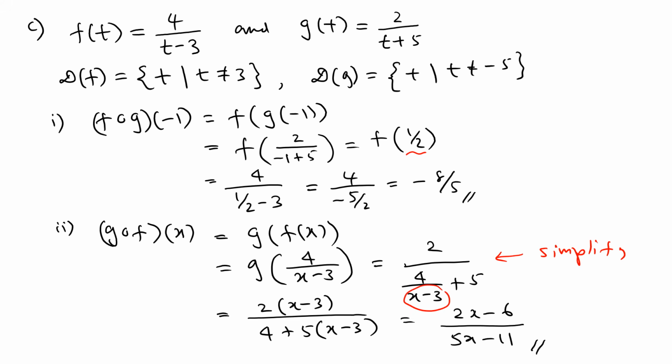Good. So let's go to part 3. In part 3, what we're trying to do is f of 0. So by the definition, this is f of f of 0.